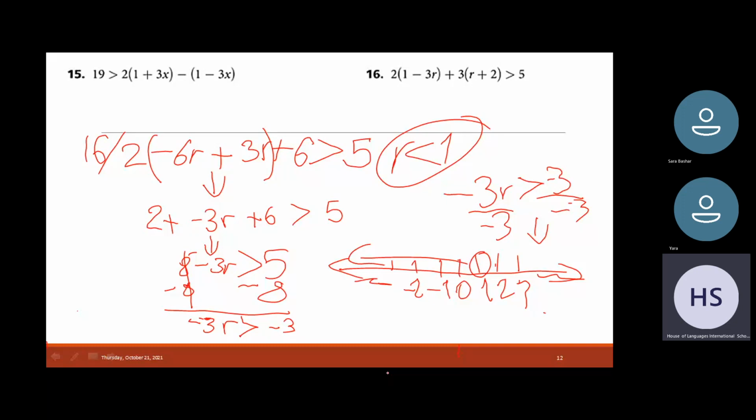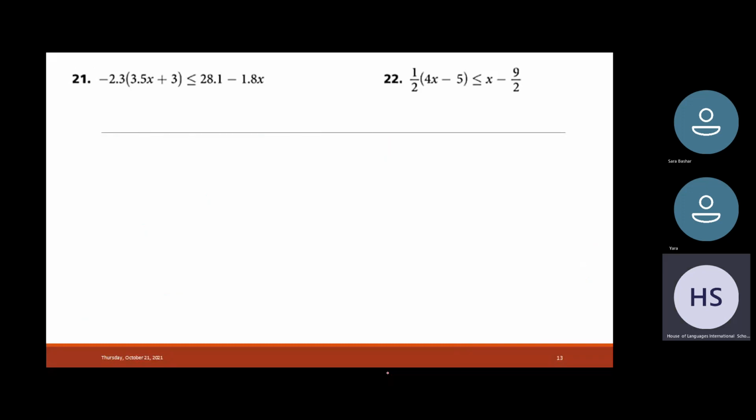Yeah, now 21. Yeah, number 21 with Nada now. Now look at here what we have. We have multiplying by decimals.